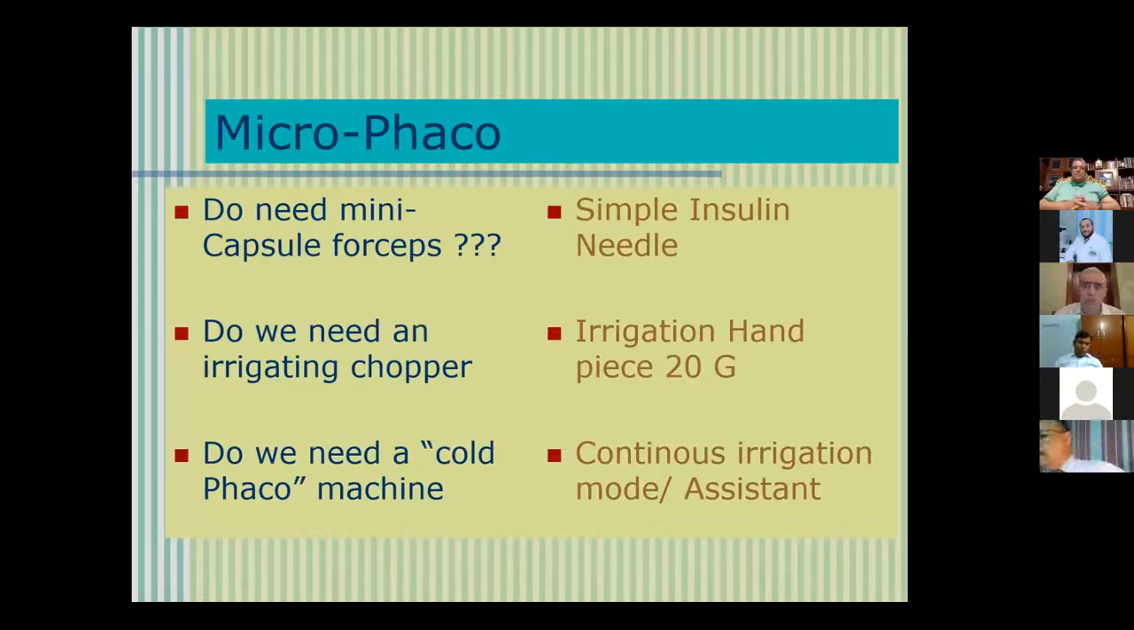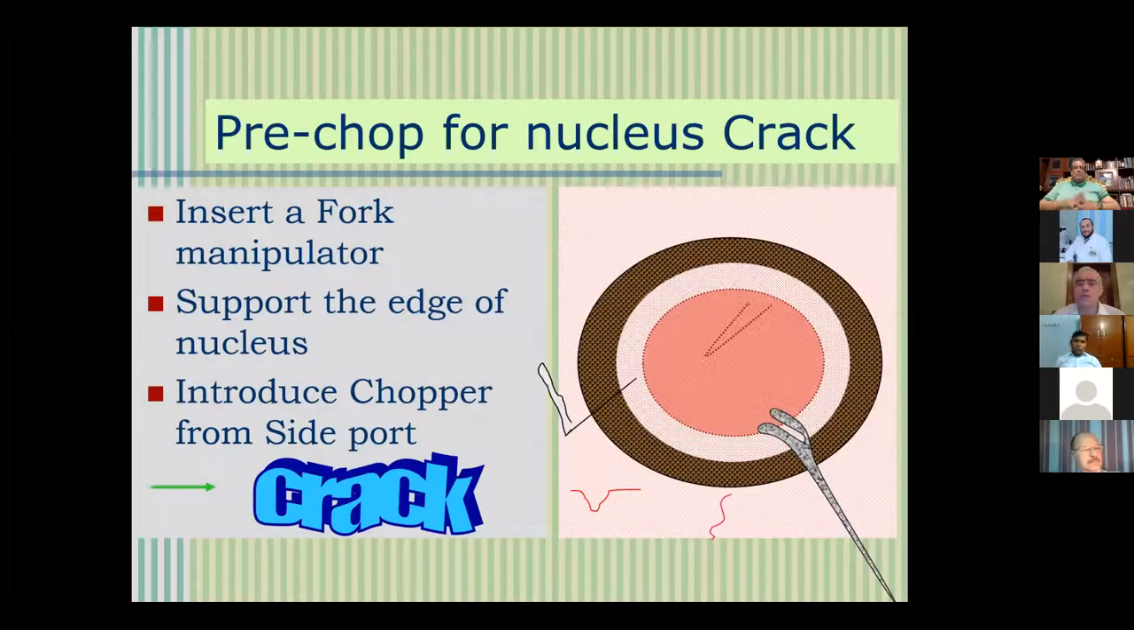So there is a new technique for this, which is the pre-chop for nucleus crack. You just insert a fork from one side, the right-hand side, and the chopper or manipulator from the other side, and you crack the nucleus in half as if you are doing quick phaco, but without the phaco tip. And we can see it in this short video.